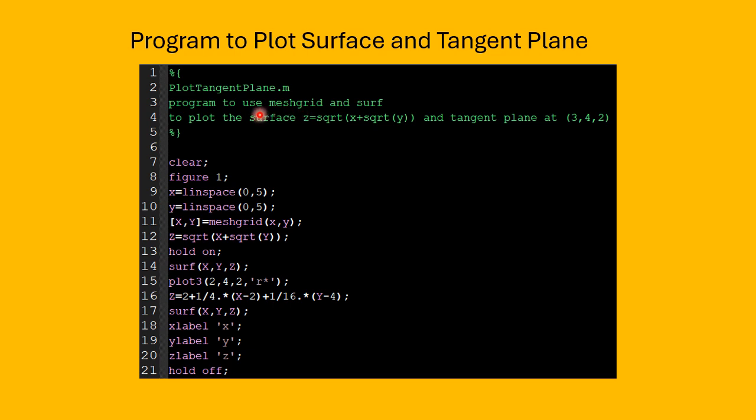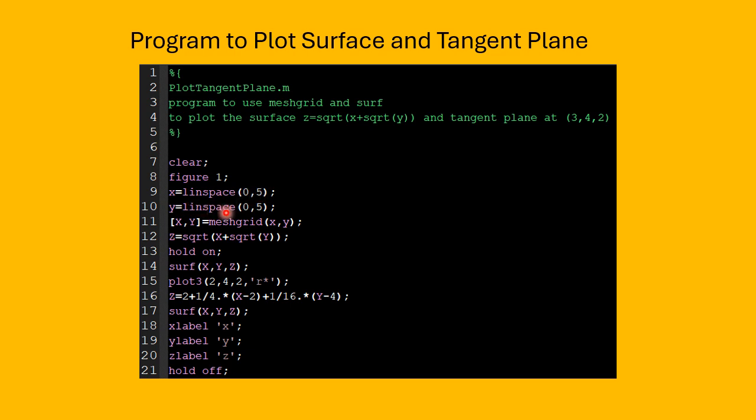Here is a MATLAB program to plot the surface we've been investigating and the tangent plane to that surface at the point 2, 4, 2, x, y, and z being 2, 4, 2 for the point of tangency. So, besides this comment here, which we'll skip for the time being, we clear the workspace of any variables that might be there already, just in case we ran previous programs. We define a figure, it's going to be figure 1. We let x equal linspace 0, 5. That creates a one-dimensional array starting at 0, ending at 5, and it will have 100 elements in it.